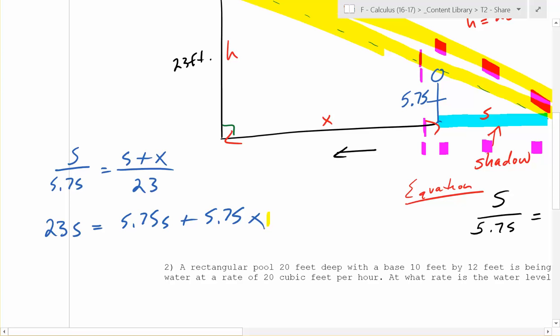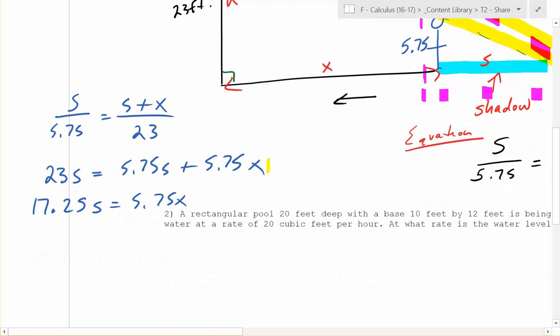And before you differentiate, what should I subtract from both sides? Can someone just tell me what 23 minus 5.75 is? 17.25. Thank you, Andrew. 17.25s is equal to 5.75x. Now what do we take on both sides? Oh, Noah, did you say that or Andrew said that? No, Andrew, good, yeah. Can someone tell me the derivative now?